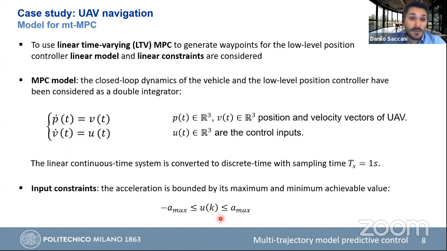To limit the computational burden and to use a linear time varying MPC, we have considered a linear model and linear constraints. As for the model, the closed-loop dynamics of the vehicle and the low-level position controller of the drone has been considered as a double integrator, where the position and the velocity of the drone are the state of the system, and the acceleration is the input. Then this linear continuous time system is converted to discrete time with a sampling time of 1 second. As for the input constraints, the acceleration is bounded by its minimum and maximum achievable value.